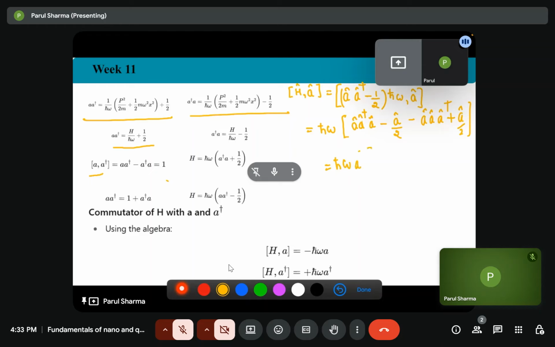A will come outside: a dagger a a minus a a dagger a. And that will give us the minus, because we know that the commutation a a dagger is 1, so the reverse a dagger a minus a a dagger will be minus 1. So simply it will give minus h cross omega a.